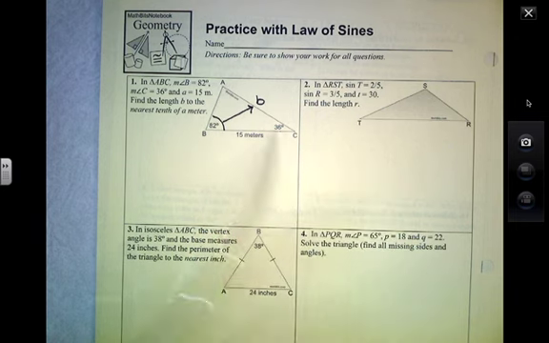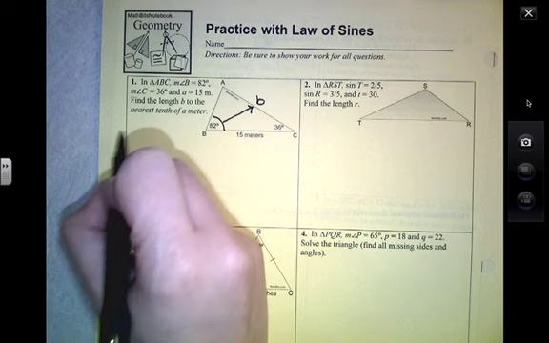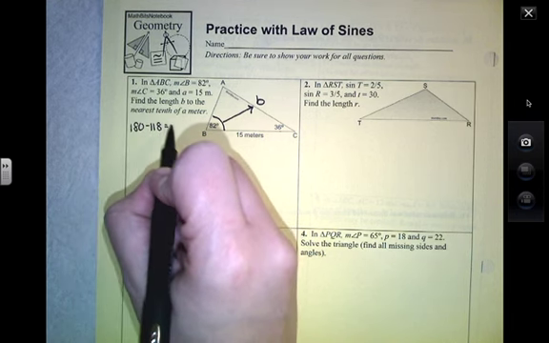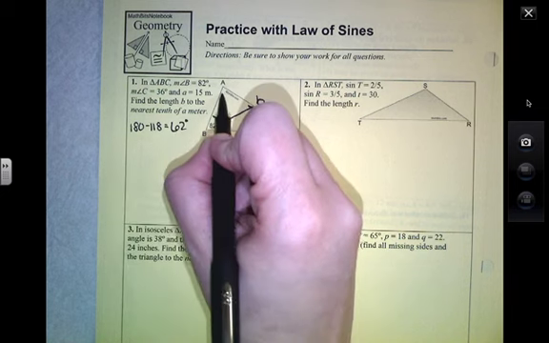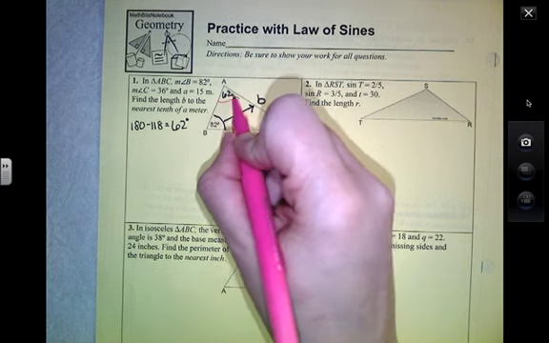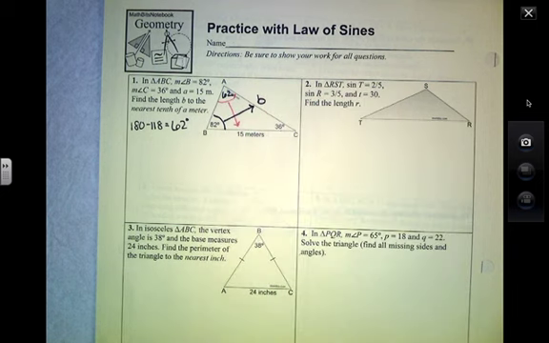So 82 and 36 add up to 118, and 180 minus 118 gives us an angle measure of 62 degrees for angle A. So sometimes you're going to have to do that little bit of work to find that missing angle.